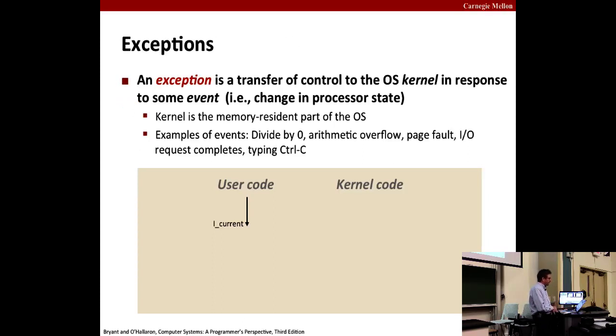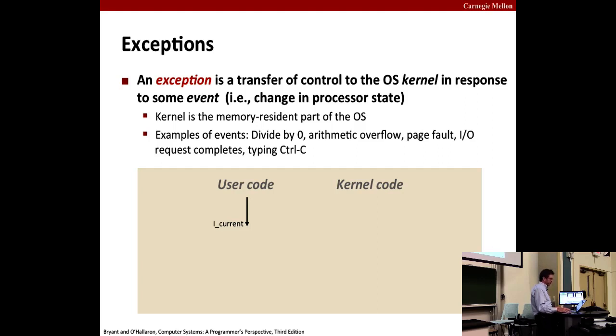So an exception is a transfer of control to the operating system's kernel, where the kernel is the memory resident part of the operating system. An operating system provides all kinds of programs, like ones to list files, change directories, and list the current processes. All of that constitutes the operating system. The kernel is the part of the operating system that's always resident in memory. So an exception is this really low-level transfer of control to the operating system because something happened in the system.